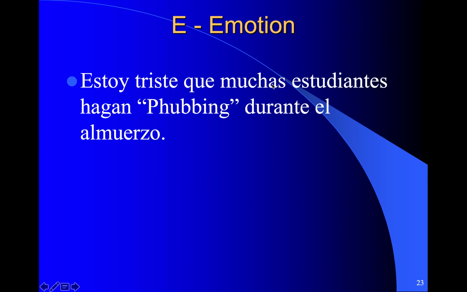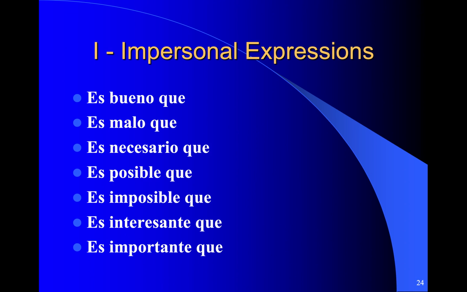Por ejemplo, estoy triste que muchos estudiantes hagan fubing durante el almuerzo. I am sad that a lot of students do fubing during lunch. So this estoy triste que is a phrase that expresses emotion. We have our que, it's going to be subjunctive, and we form the verb hacer in the present subjunctive. E is for emotion. I are impersonal expressions, meaning they don't have a subject.